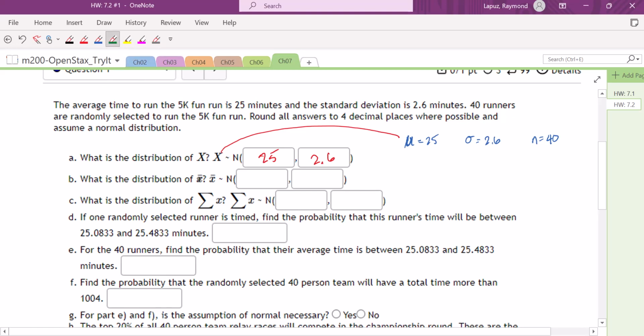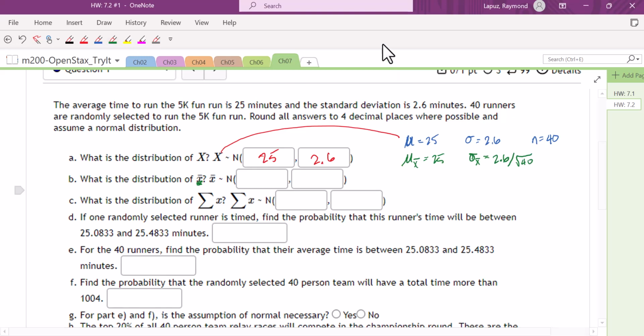All right, now if we switch distributions to the mean distribution, here is our mean distribution, x bar. So what is x bar going to look like? Remember, for the mean distribution, this is mu sub x bar, and that's going to be 25. It's going to be the same as the original distribution. The standard deviation, however, will not be the same, and this is going to be 2.6 divided by the square root of the n sample size that we're talking about.